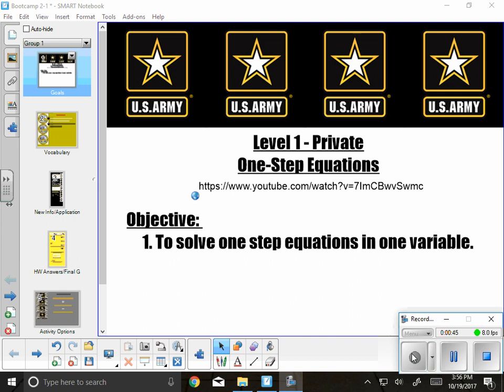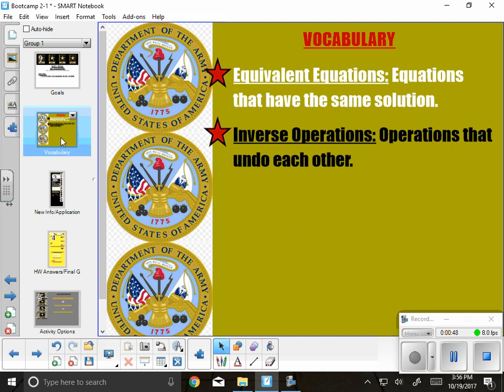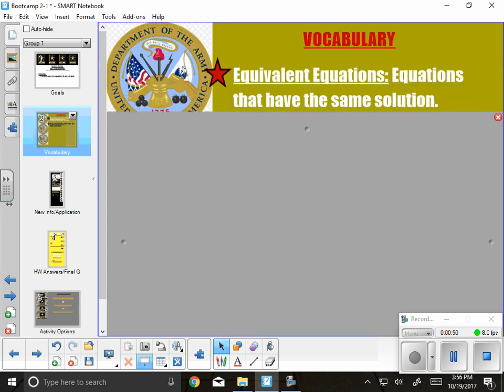Next, we're going to move on to vocab. So our first vocabulary word is equivalent equations. Like in chapter 1, we had equivalent expressions, both very similar, but with this one, we're dealing with equations, and equations, remember, have equal signs. So an equivalent equation is an equation that has the same solution. An example of this could be 4 plus 2 equals 4 plus 2. A non-example of this would be 4 plus 1 equals 4 plus 2.